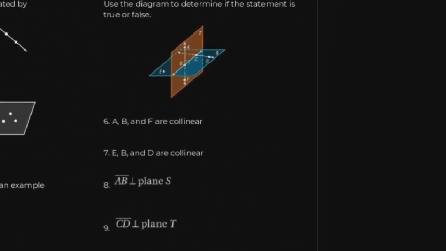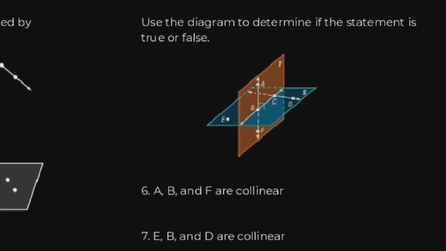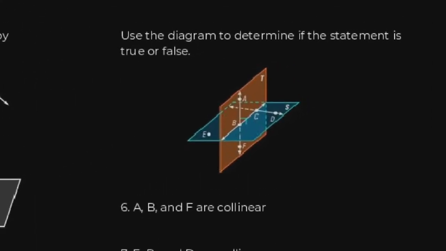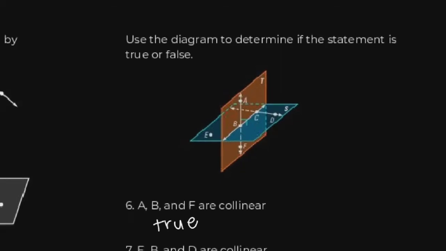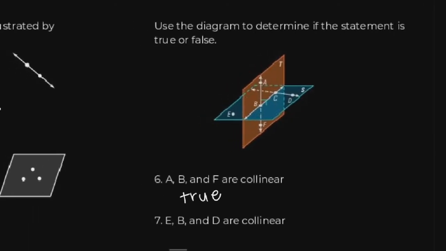Next, we're going to use the diagram to determine if the statement is true or false. For the first one, we're looking at points A, B, and F, and we have to determine if they're collinear. They are all on the same line, so this is true. Next, we're looking at points E, B, and D, and determining if they're collinear. They don't lie on the same line, so this is false.